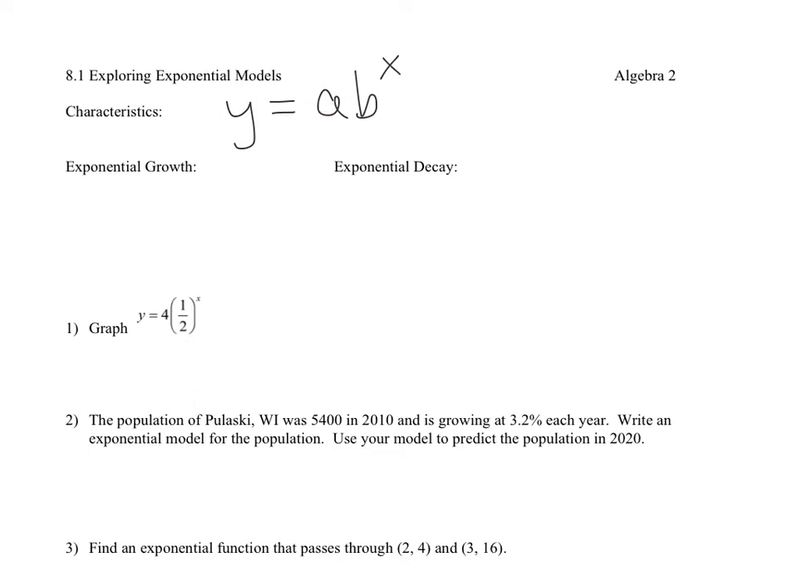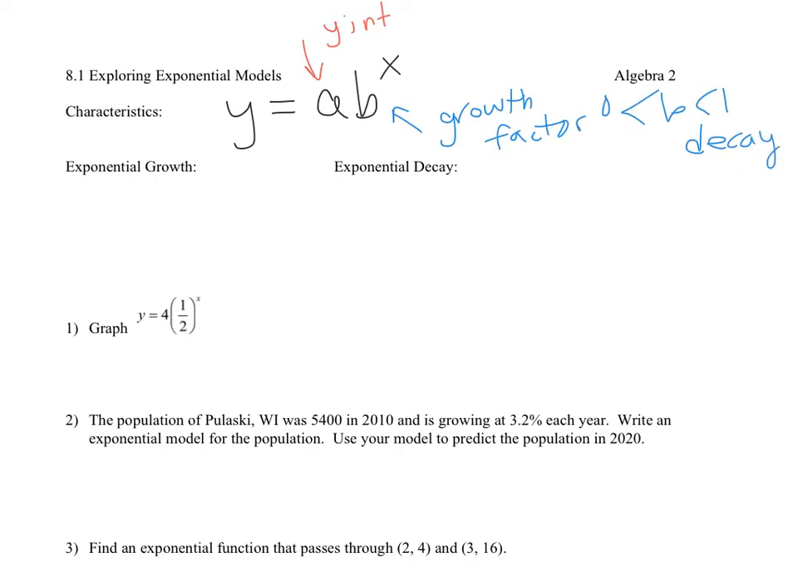Your a is your y-intercept. In b, whatever is being exponentiated is called the growth factor. So your growth factor has to be at least 0. So if it's between 0 and 1, it's said to decay. And if it's greater than 1, it's said to grow, be exponential growth.